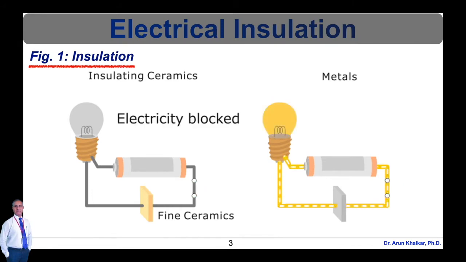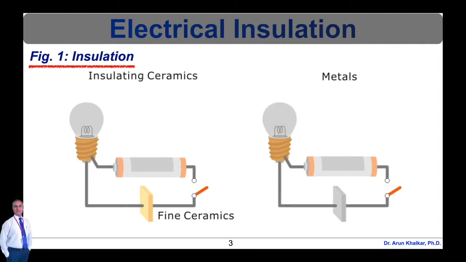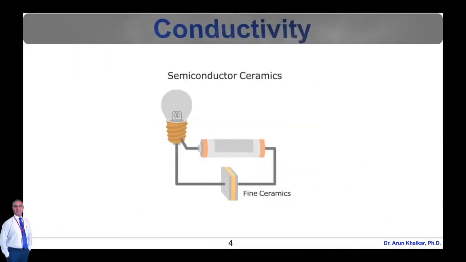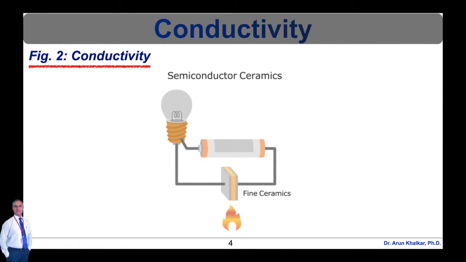In addition to fine ceramics, other insulators include paraffin, rubber, plastic, paper, and marble. Because ceramics are fired in a kiln, they can be fashioned into a wide variety of shapes with excellent heat resistance and durability. For these reasons, ceramics have long been used as insulators. Now let's see conductivity. Though fine ceramics are generally insulating materials that block electricity, semiconductor ceramics can be created to conduct electricity depending on their temperature and the level of voltage applied.